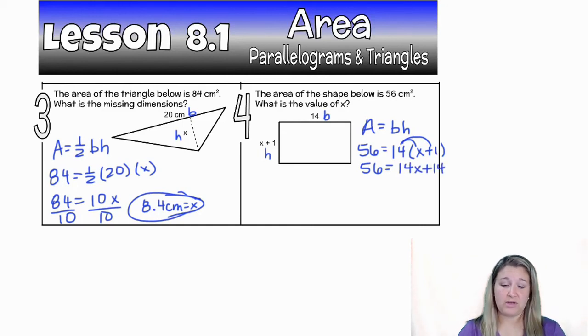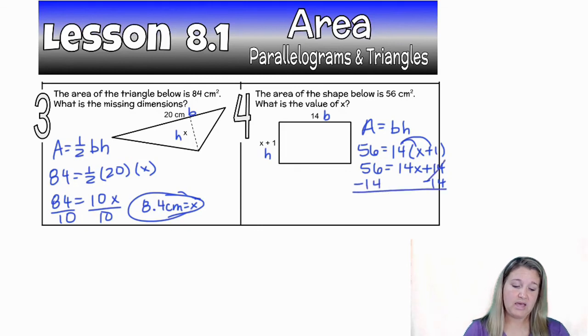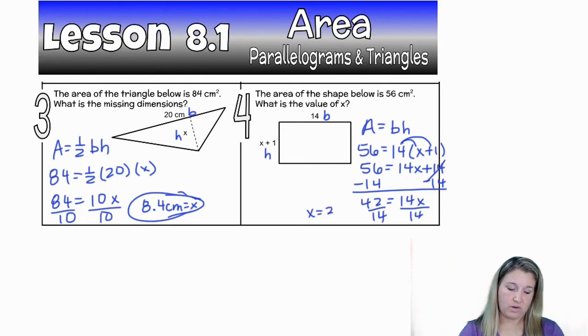Now it's a two-step equation. So I'm going to subtract 14 from each side. And so I'm going to get 42 is equal to 14X, divide by 14, and X is equal to 3. And it looks like centimeters there.